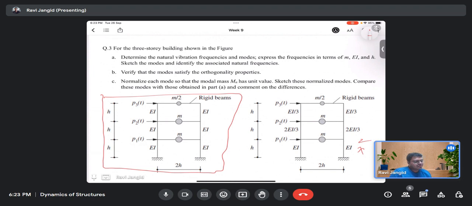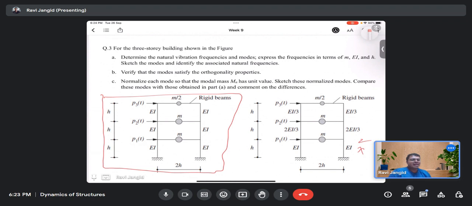So for this we have been given a three-story building. First, we need to determine the natural frequencies and the mode shapes, and these would be in terms of m, EI, and h, because we don't have the values of m, EI and the length. We find the mode shapes and identify the associated natural frequency with each particular mode shape. Verify that the mode shapes satisfy the orthogonality properties, and normalize each mode so that the modal mass Mn has the unit value.